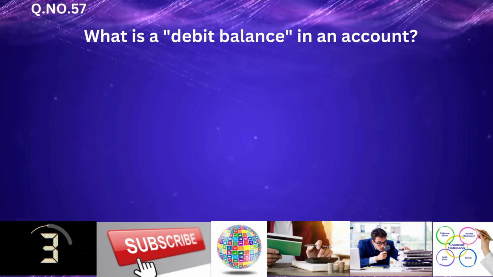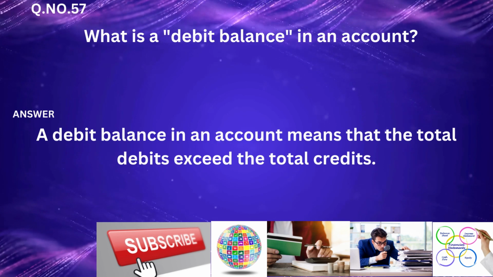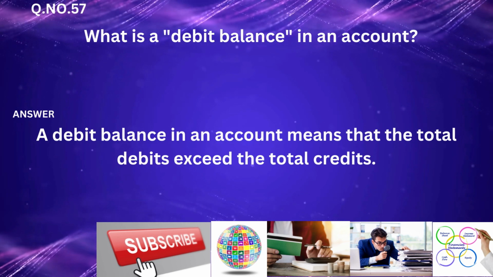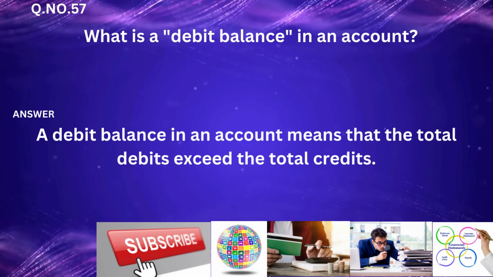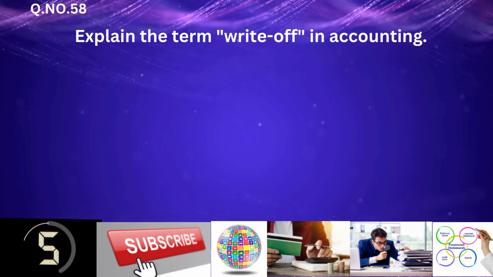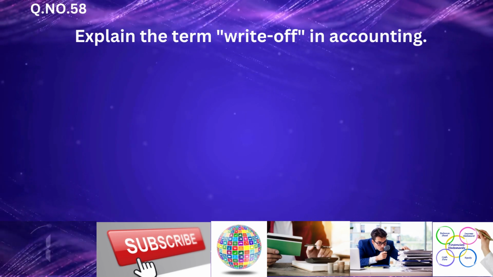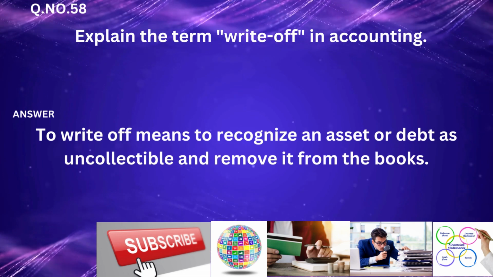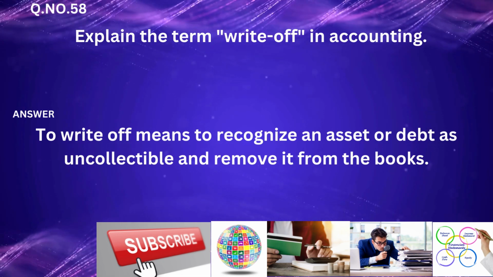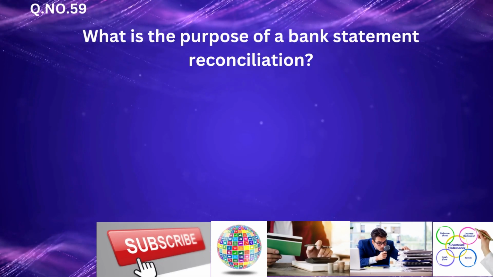Question 65. Explain the term fixed assets in accounting. Answer: fixed assets are long-term tangible assets like land, buildings, and equipment. Question 66. What is liquidation in bookkeeping? Answer: liquidation is the process of selling a company's assets to pay off its debts and close the business.